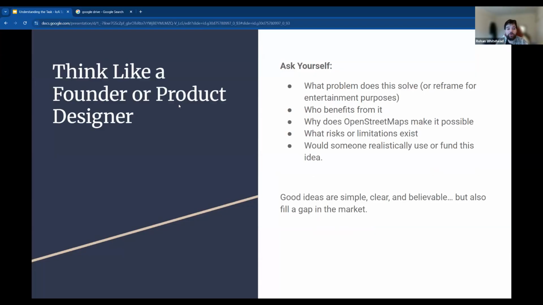It's important that you make sure that you are thinking like a founder or a product designer during this pitch. You don't want to be thinking too much like an engineer or a data scientist. You need to be asking yourself at every point, what problem does my idea solve? Who's benefiting from it? Which different demographics will benefit from it most? For example, is this map data that will help young business owners, or will this help mostly elderly and accessibility within cities? You then need to explain and ask yourself, why does OpenStreetMaps make this idea possible? What is OpenStreetMaps saving if it didn't exist? And then what are the risks and limitations of my idea? The best submissions and the best ideas will be simple, clear, and believable, but they'll also fill a gap in the market.